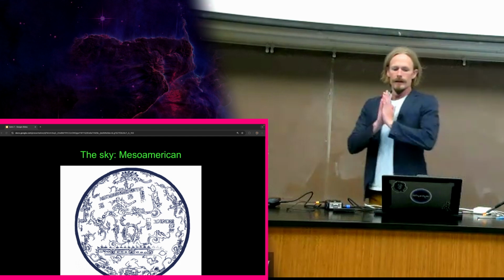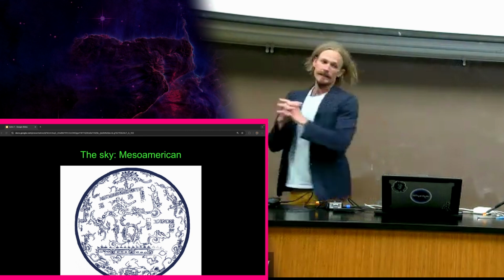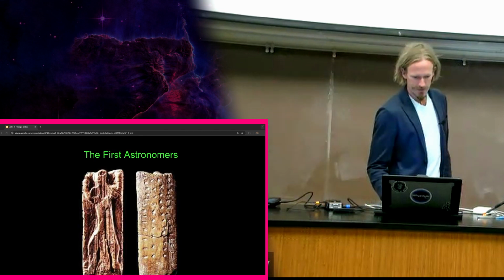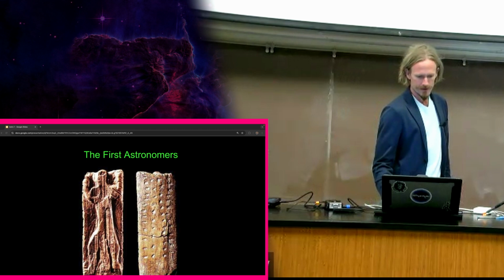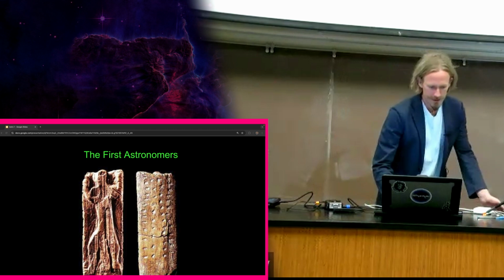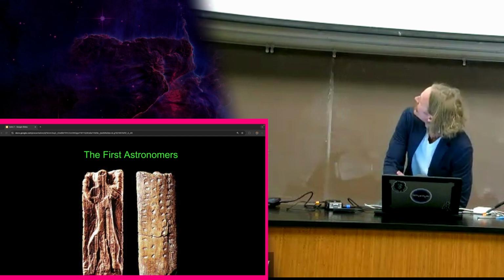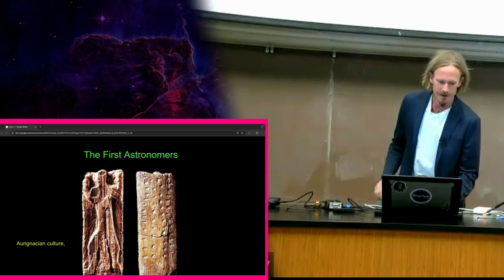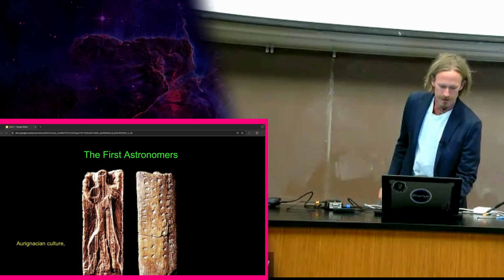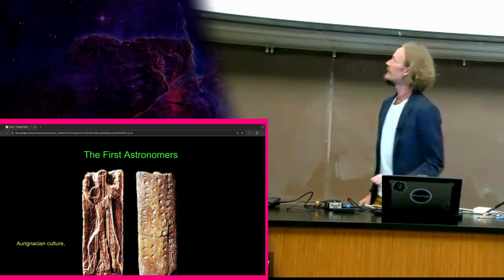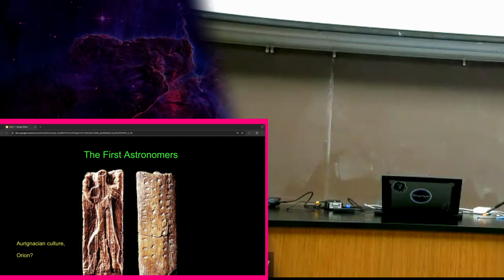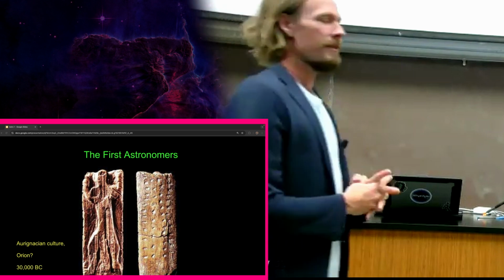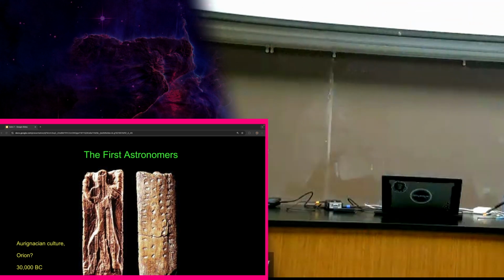All right. Let's see if I wrote this down. This is from the Near East. Do I have a date for this? Yes. This is the Aurignacian culture, 30,000 BC. So this is a bone carving from 30,000 BC, which is more than 30,000 years ago, approximately 32,000 years ago.